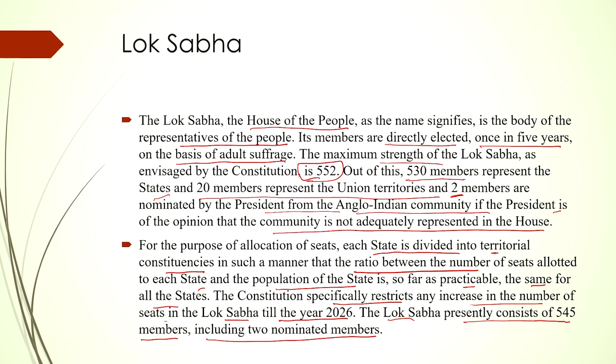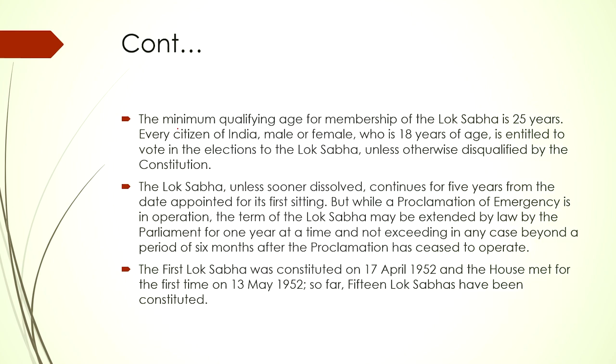Now, a few facts are important here. One, each state is divided into territorial constituencies, which we call Lok Sabha constituencies, and they are divided in such a manner that the ratio between the number of seats allotted to each state and the population of that state is practicably the same for all the states. In other words, the number of Lok Sabha MPs elected from any state depends upon the total population. It is in that ratio that the seats are allocated to respective constituencies or states.